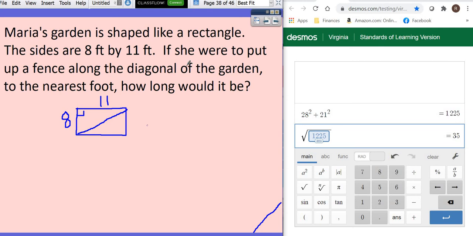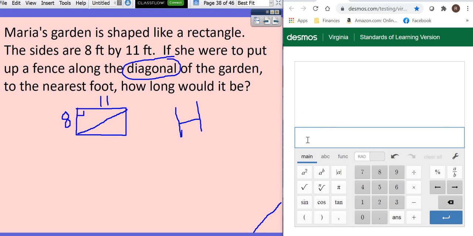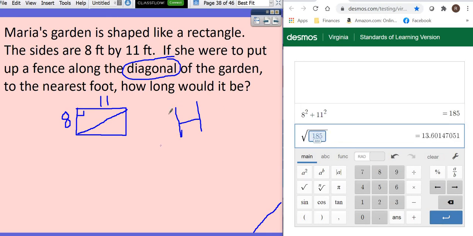So we're looking for the diagonal. Whenever they say the word diagonal, or you're looking for a diagonal, that means you are looking for the hypotenuse. So again, that means I've got two legs that have been given to me. So I'm going to do 8 squared plus 11 squared. And I'm going to take the square root of my answer. And that means my diagonal is going to be, to the nearest foot, it said, 13.6, which would round to 14 feet. That's how long my fence would be along the diagonal.